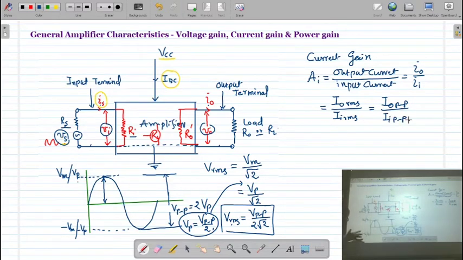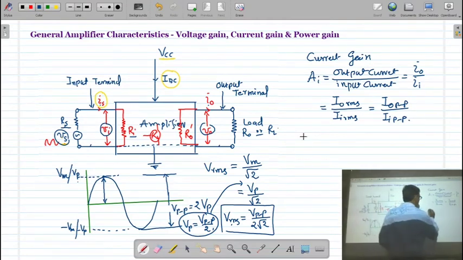So, what is given in your example? Accordingly, you have to convert your current either into an RMS or peak value or peak to peak value, and then you calculate the current gain. Correct? Same way, the power gain.